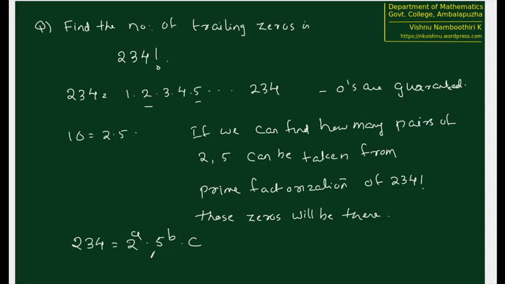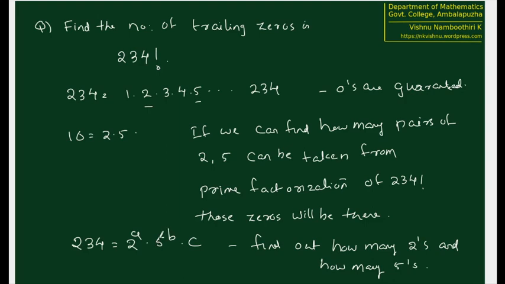Okay, so if we can find out how many 2's are there and how many 5's are there in this decomposition. This is not actually the prime decomposition or canonical decomposition. Here we are just considering the powers of 2 and 5 alone.